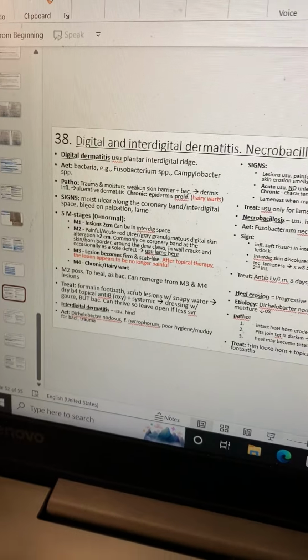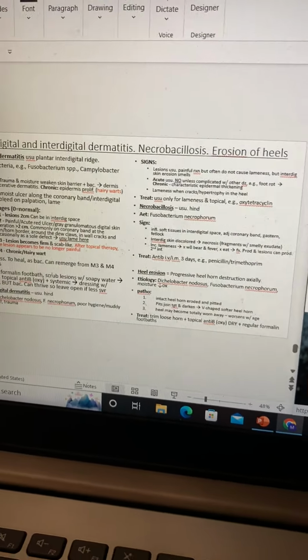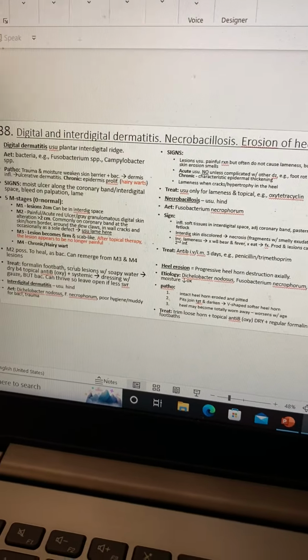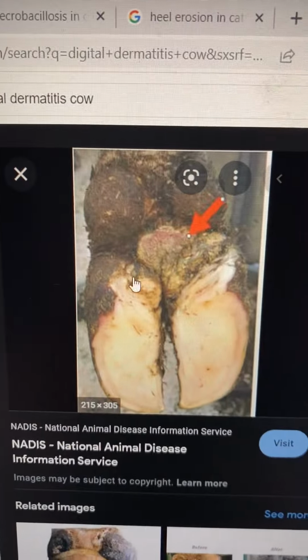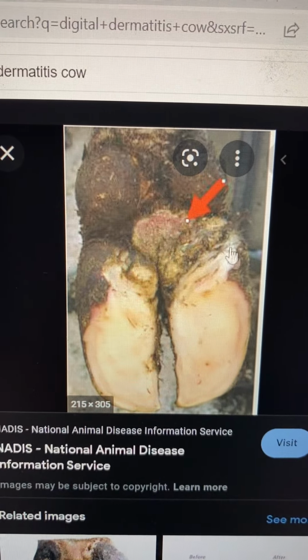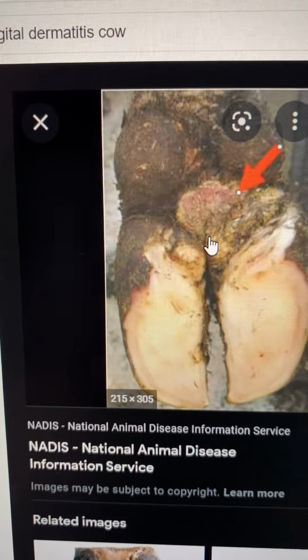Okay, question 38. Digital and interdigital dermatitis, necrobacillosis, erosion of heels. It's all about the feet today. So let's talk about digital dermatitis first. I'm going to use this for both digital and interdigital. As you can see, it's between the digits, so it's not quite digital dermatitis, but we'll use this anyway.